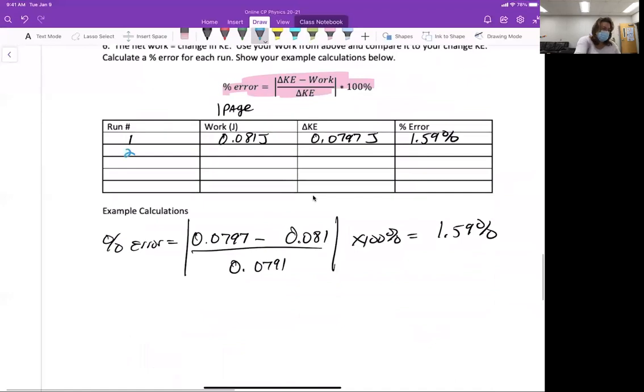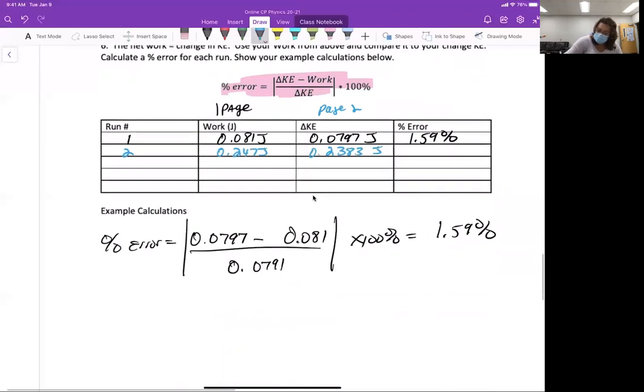This is run 2. I pulled the numbers from page 1, 0.247 joules. This was from page 2, which was 0.2383 joules, and I found that percent error to be approximately 3.78% error. Okay, so there's a couple of data points, and then you're going to do 2 on your own. Hope that helps.